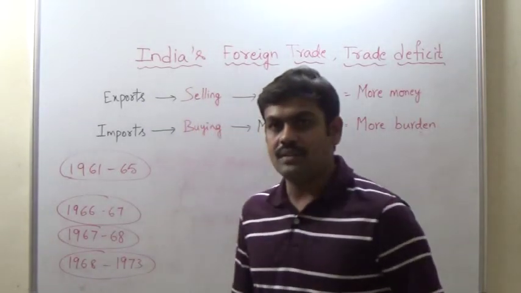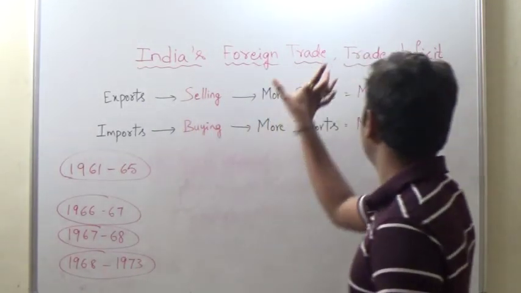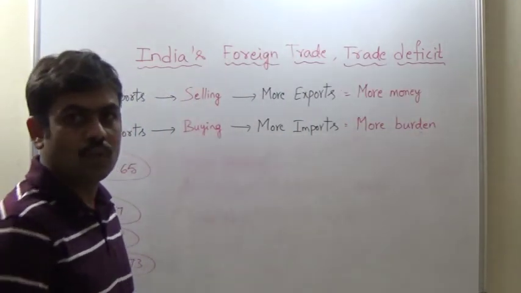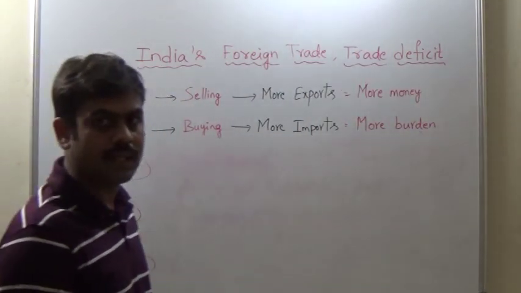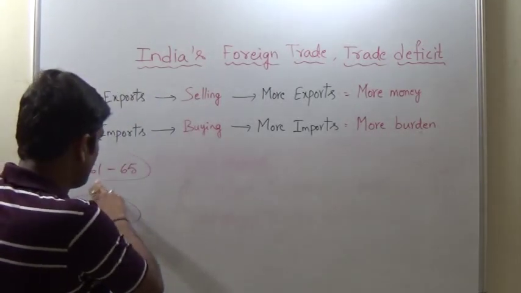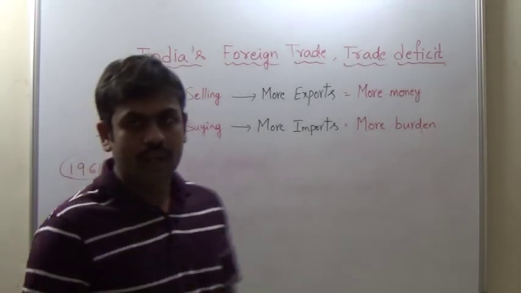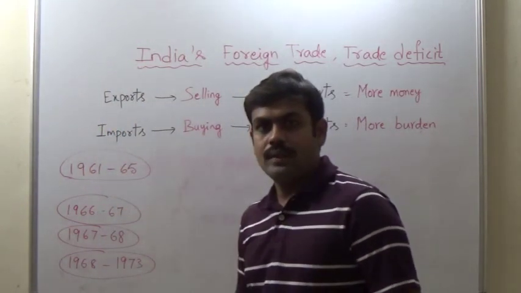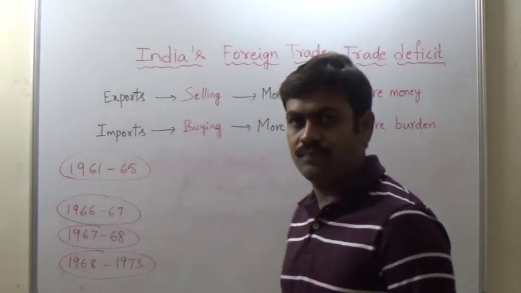So now let us start with our second part of India's foreign trade and trade deficit. In the first part, we have discussed up to the 1956 to 61 period. Now let us discuss the period from 1961 to 65. During this period also, 1961 to 65, the imports are almost the same.